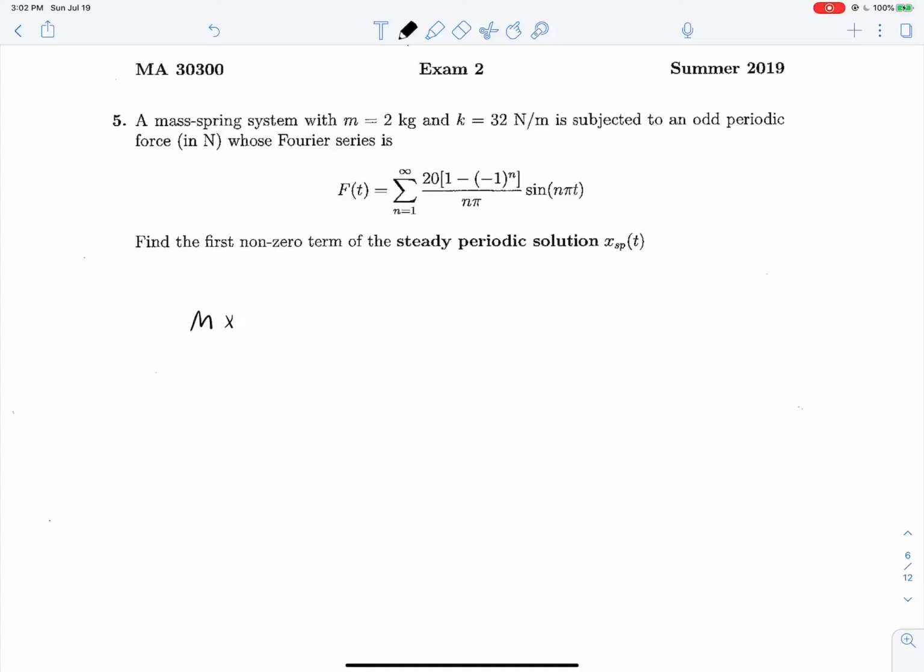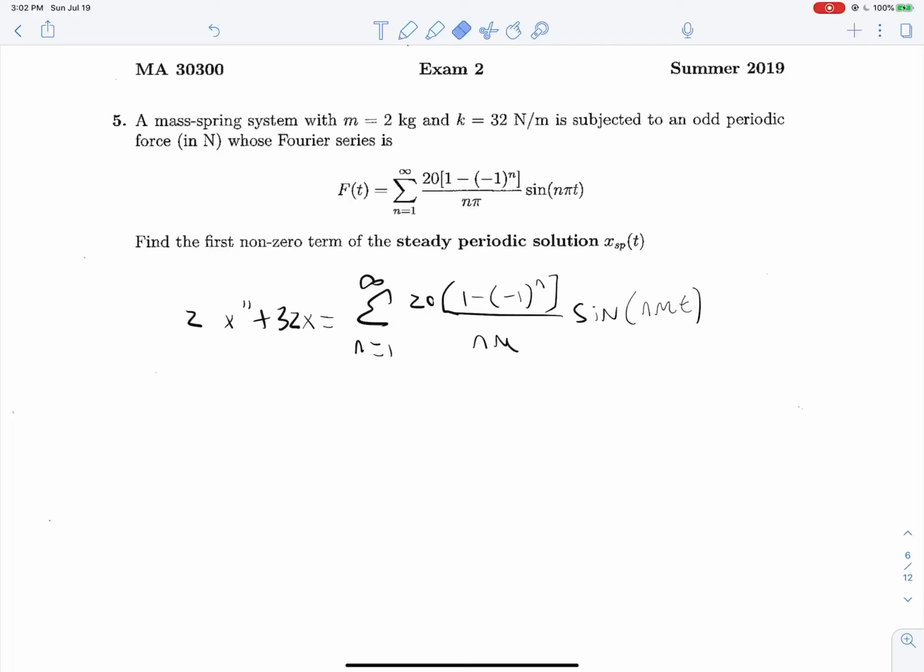In general, we have m x double prime plus k x is equal to f of t. And they tell us that m is 2 and k is 32. And let's just put our function in. Our function is approximated by the sum from n equals 1 to infinity of 20 times (1 minus (negative 1) to the nth power) over n pi, sine n pi t. And let's just do a couple little optimizations to make our lives easier in the future. We'll turn this into a 16 and divide that also by 2 and get 10 right there. That's perfectly legal for us to do.